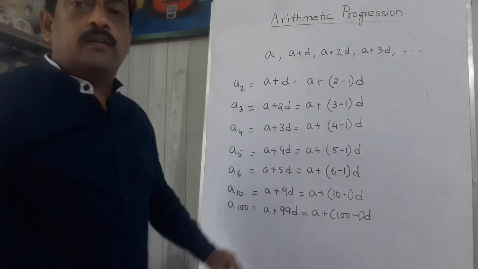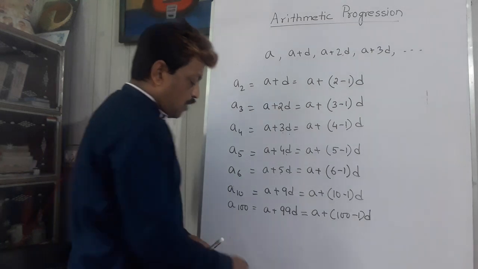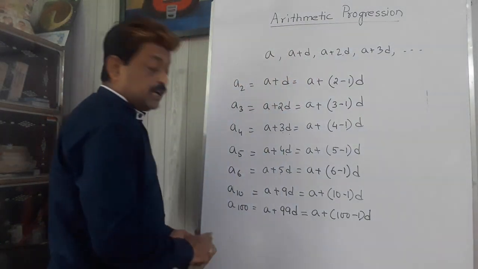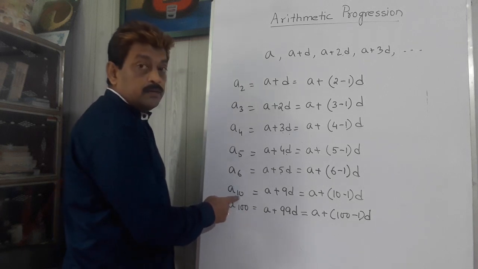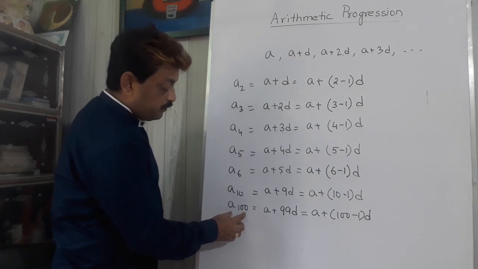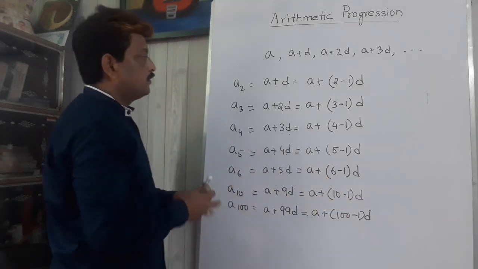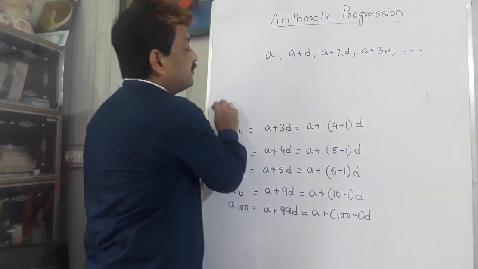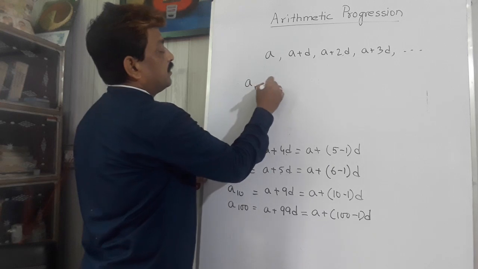Are you getting the pattern, how we are obtaining it? Okay. Now how can we find the nth term? It is the 100th term, it is the 10th term. How will we get the 50th term? The 50th term will be a plus 50 minus 1 d, that is a plus 49d. So suppose we have to find the nth term. How will we get the nth term?